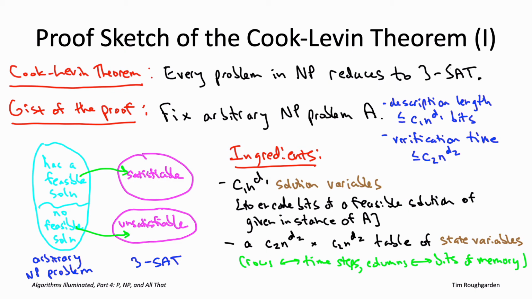Given our goals here, it would take us too far afield to really nail down the details of the computational model, to get into the guts of Turing machines and so on. So just to have the gist of the proof, we'll be content to leave the description of the state variables like this. It's a table where rows correspond to time steps, columns correspond to bits of memory, and hopefully it's plausible that, maybe with a little bit of extra bookkeeping to keep track of a few things, you really can, using this table, encode what the verification algorithm's entire trajectory would look like given a particular candidate solution.